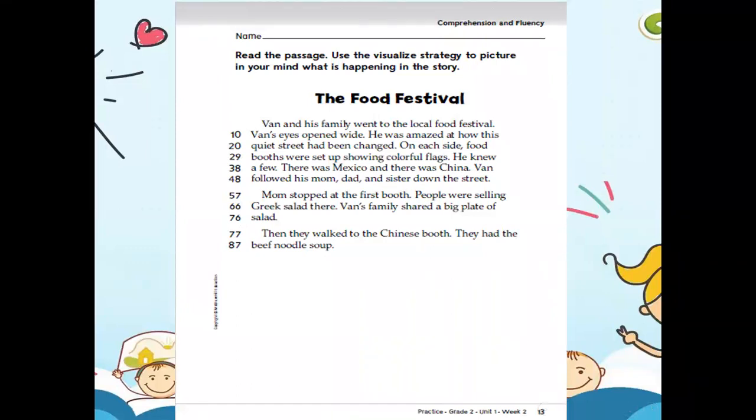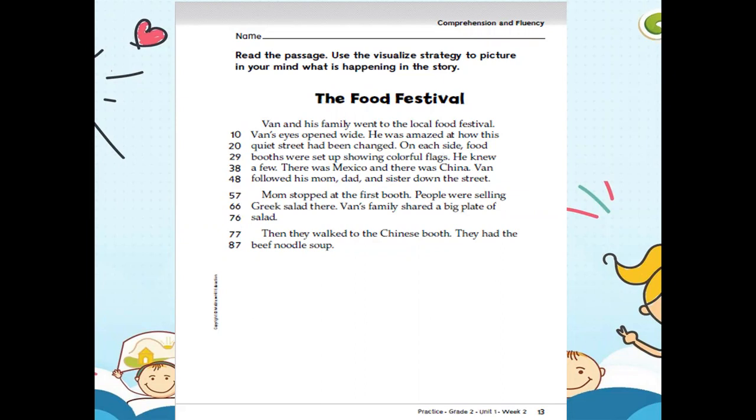Here, he knew a few of them. There was Mexico and there was China. Van followed his family, his mom, dad, and sister, down the street. Mom stopped at the first booth. People were selling Greek salad there. What did they eat? They ate Greek salad. Van's family shared a big plate of salad. What's the meaning of share? They ate it together. Then they walked to the Chinese booth. They had the beef noodle soup.